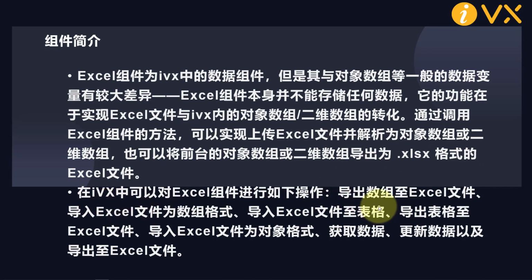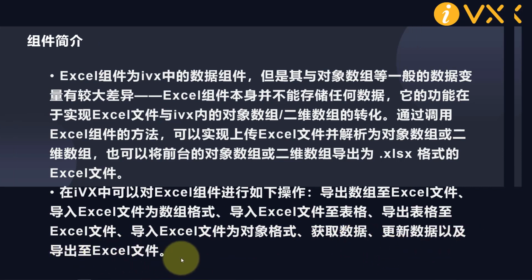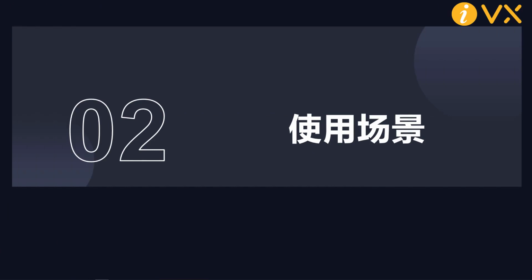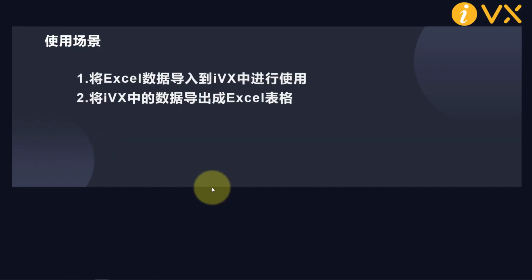Generally speaking, for the Excel widget in our HiCode, we can export an array to an Excel file, import an Excel file as an array format, import an Excel file into the table, export the table to an Excel file, import an Excel file as an object, obtain the data in that format, update the data, and export the Excel file. As we have known from the introduction just now, our Excel widget has two functions. The first is to import our Excel data into HiCode for use. The second is to export the data in HiCode to our Excel table, so the Excel widget usually conducts a demonstration around these two functions.